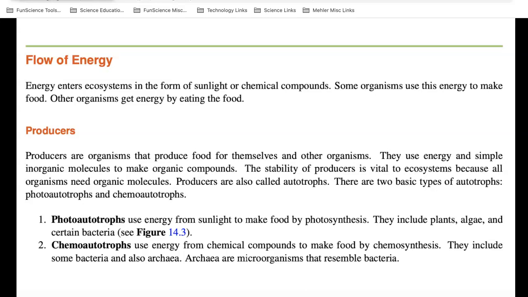Producers are organisms that produce food for themselves and other organisms. They use energy and simple inorganic molecules to make organic compounds. We studied this when we studied photosynthesis. So phototrophs use energy from sunlight to make food by photosynthesis. Those include plants, algae, and certain bacteria also. Chemoautotrophs use energy from chemical compounds to make food by chemosynthesis. They include some bacteria and also archaea. Archaea are microorganisms that closely resemble bacteria.